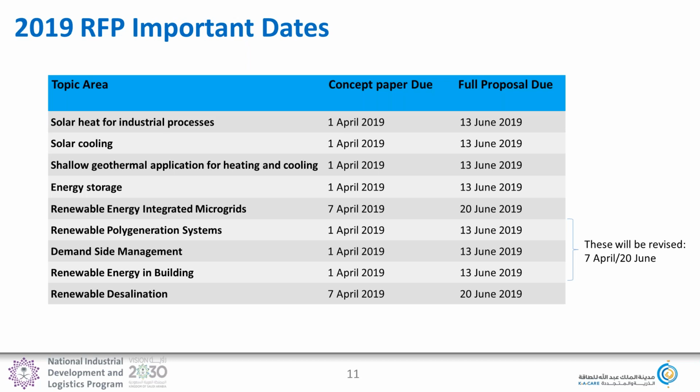These are the important dates in the RFPs, and I want to point out that there was an error in the RFPs for renewable poly generation, demand side management, and renewable energies in buildings. Those are all going to be revised to a 7th of April concept paper due date. So you'll see a revision coming soon. And the full proposal due date for those is slated to be 20th of June. So those are all delayed 1 week from the first 4 that are shown here.